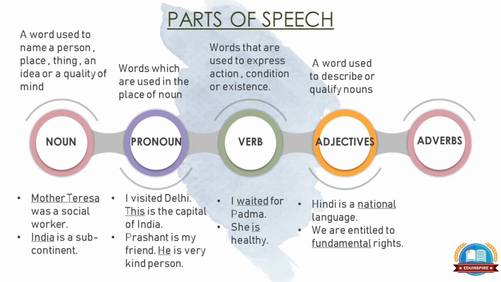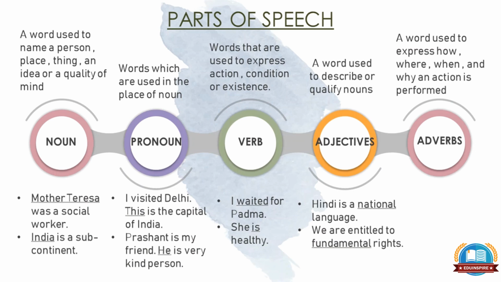Now, our next part is adverb. A word used to express how, where, when, and why an action is performed is called an adverb. For example, they lived happily. She speaks English quite well. In the first example, happily is underlined, which is showing that a group of people is living happily. And in the second example, quite is underlined, which is showing how the girl speaks English.